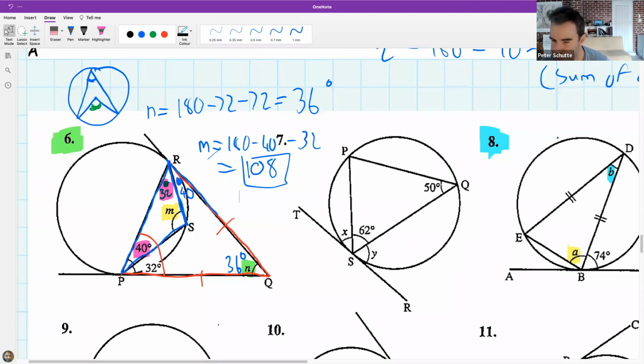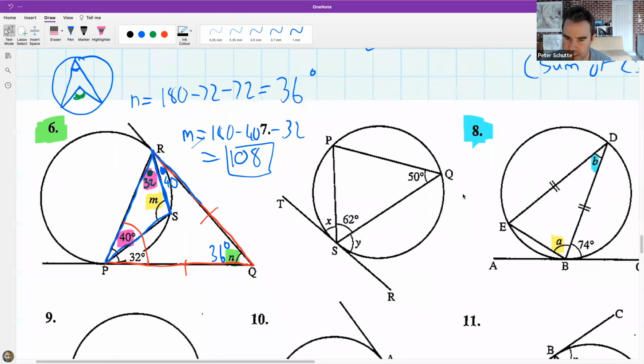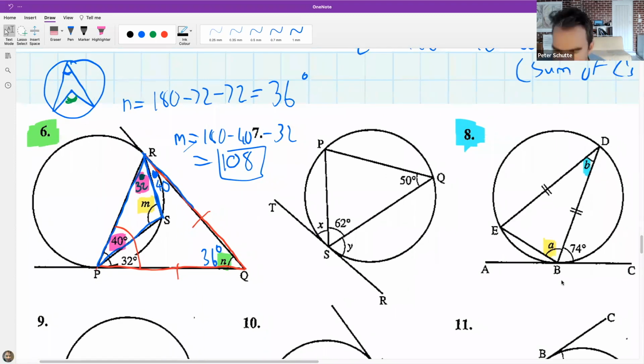108. Yes. Now, let's finish off today. I'm going to show you a few things at the end of the lesson, so I'm going to leave some more time, but let's try and find A and B now before we get to that part of the lesson. But number 6 was a toughie. It forced us to think deeply about it.